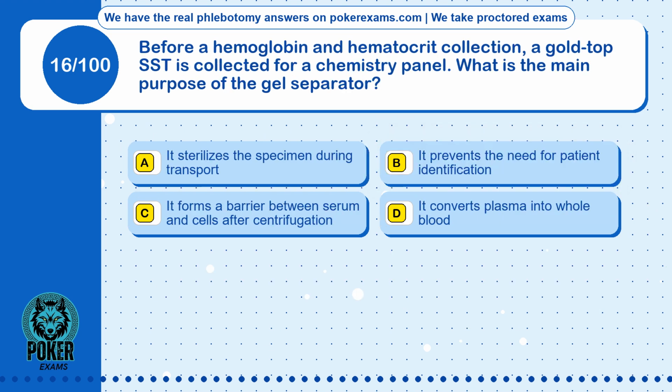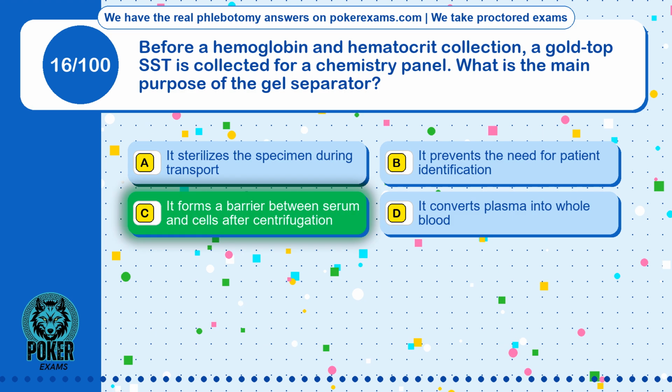Question 16. Before a hemoglobin and hematocrit collection, a gold top SST is collected for a chemistry panel. What is the main purpose of the gel separator? Option A. It sterilizes the specimen during transport. Option B. It prevents the need for patient identification. Option C. It forms a barrier between serum and cells after centrifugation. Option D. It converts plasma into whole blood. The correct answer is option C.